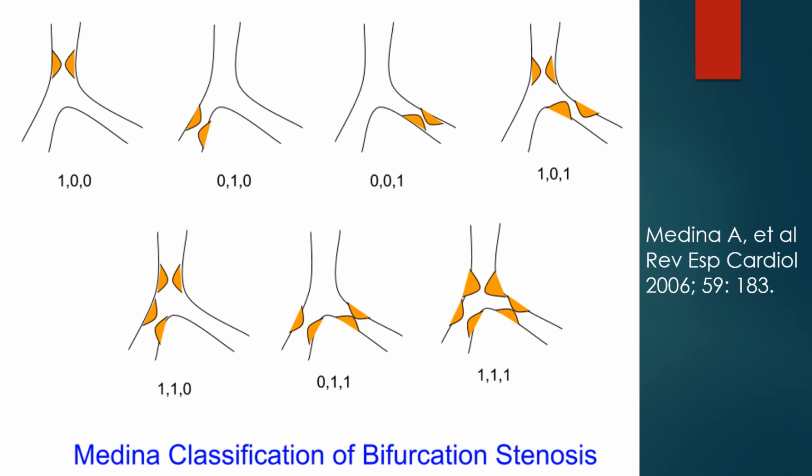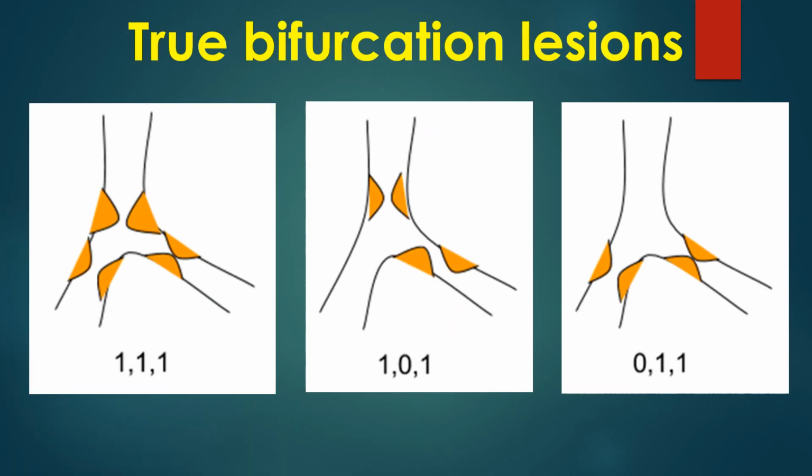If only proximal segment of the main branch has a significant lesion, it becomes Medina 100. If distal segment of main branch alone is involved, it becomes 010. Sole involvement of side branch is designated 001 and involvement of all the three is designated 111 and so on. True bifurcation lesions are those belonging to the Medina classes 111, 101 and 011, where both the main branch and side branch are significantly narrowed.